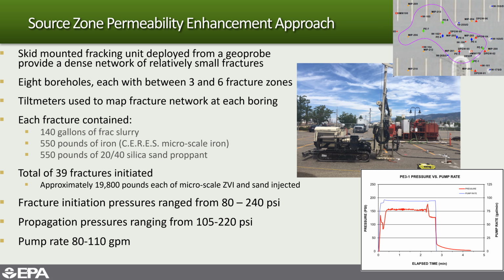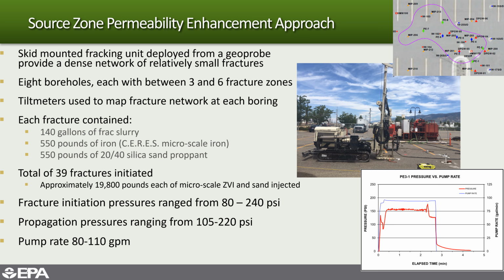And in this case, each of the 8 boreholes placed in the source zone and each of those fractures, 3 to 6 fractures within those, received 140 gallons of a fracturing slurry, which includes about 550 pounds of microscale iron, 550 pounds of silica sand propagant. They also use a shear thinning guar product and a polymer crosslinker that helps to keep all of the slurry in suspension.